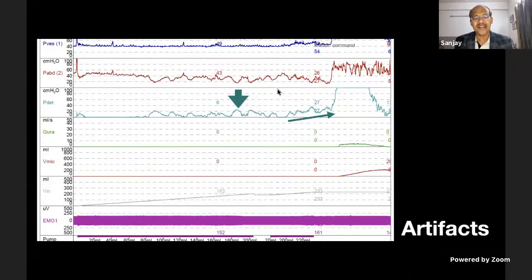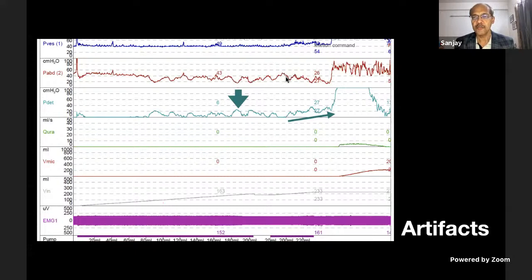Right. Now let's look at some common artifacts. I'm going to show you 4 or 5 different artifacts here. Now, this looks like these are phasic contractions, and we'll come to this in a moment. It seems that the pressures towards the end of filling are rising because this is the PDET line. But if you look more carefully at the abdominal line, you find that the abdominal pressure is showing a wavy pattern.